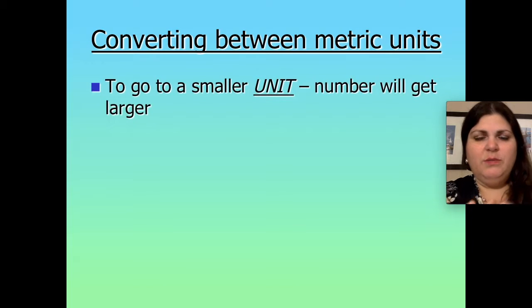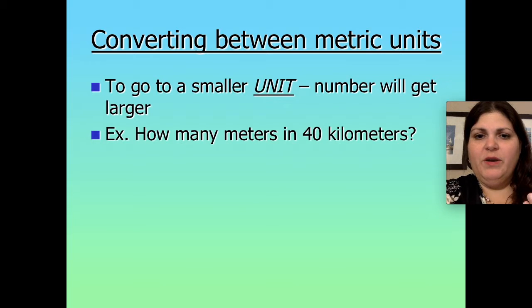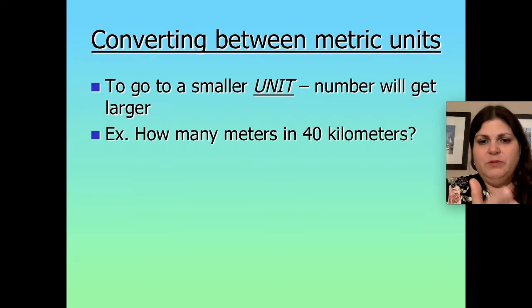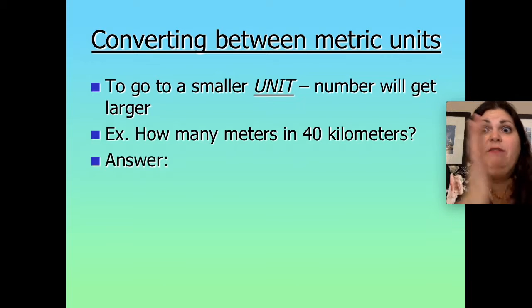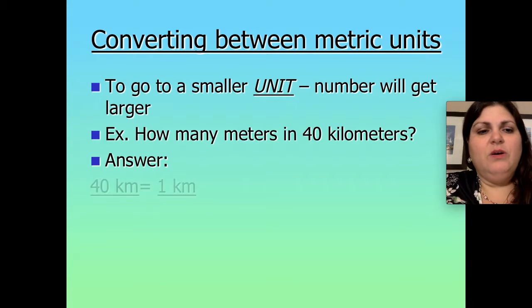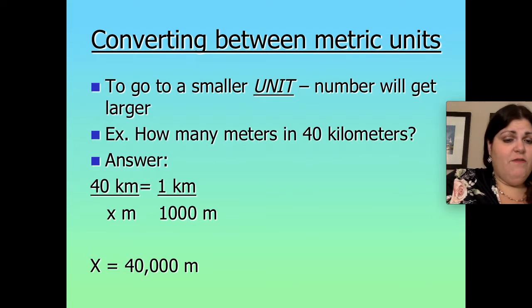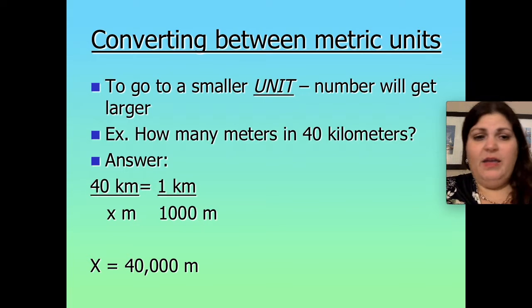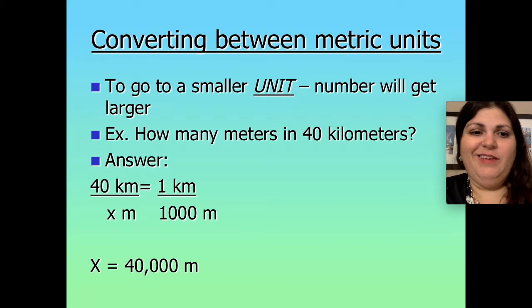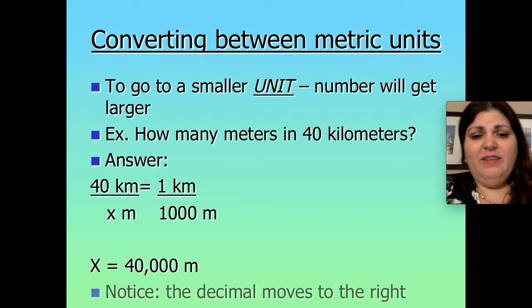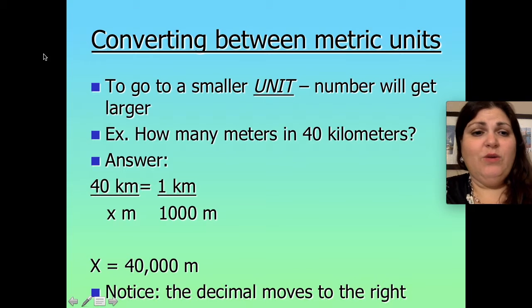If I go to a smaller unit from a bigger unit, my number will get bigger. So if I want to know how many meters are in 40 kilometers, 40 kilometers is very big, meters are small, so I can expect to have a lot of little meters in a very big kilometer. So if I set up my proportion and cross multiply, I find out that there are 40,000 meters in 40 kilometers. Again, 40,000, 40. All I did was move the decimal point because I got rid of some zeros. In this case, I moved my decimal point to the right, from where it would have been here, to over here.